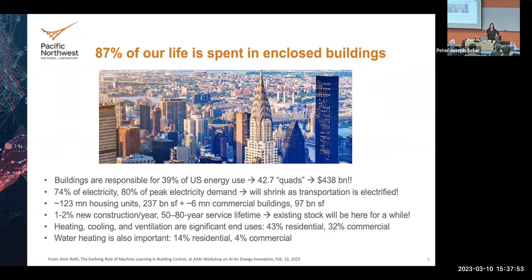Very large commercial buildings that are in the range of almost 6 million, very large square footage. So we are in one of such commercial buildings. This is an educational building.